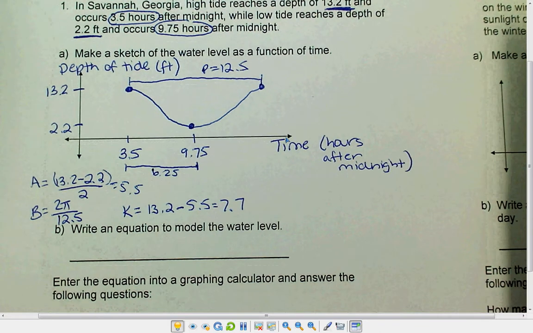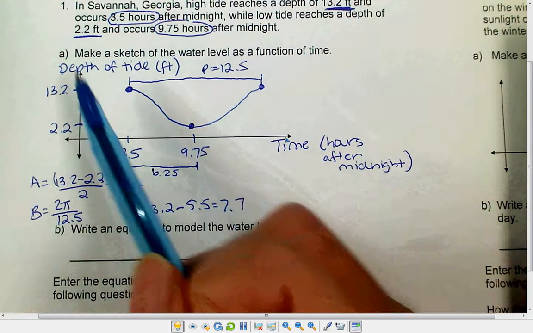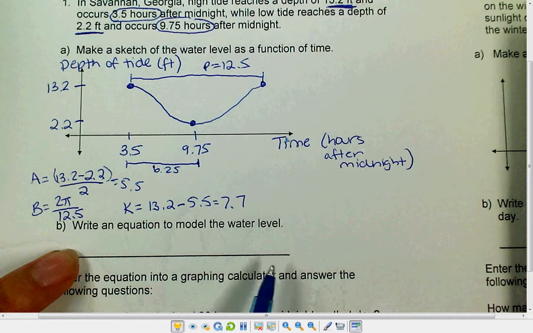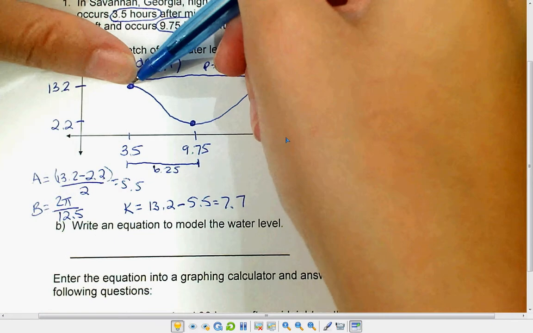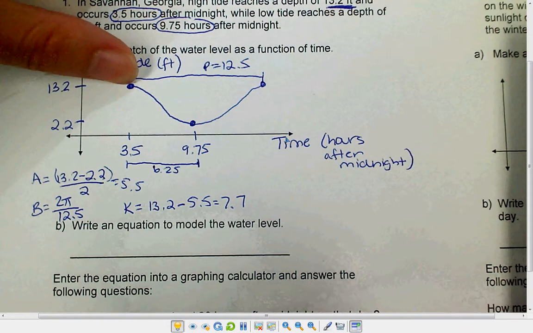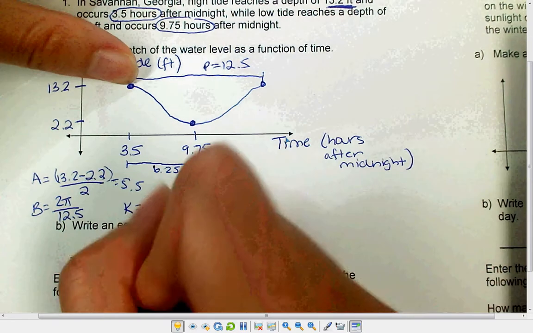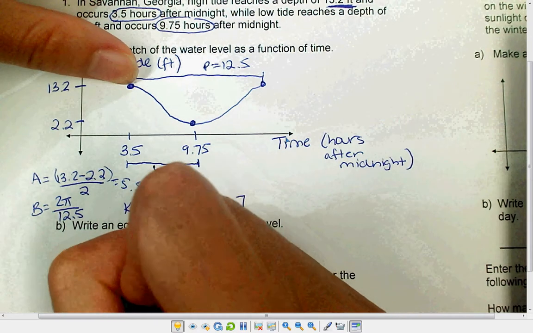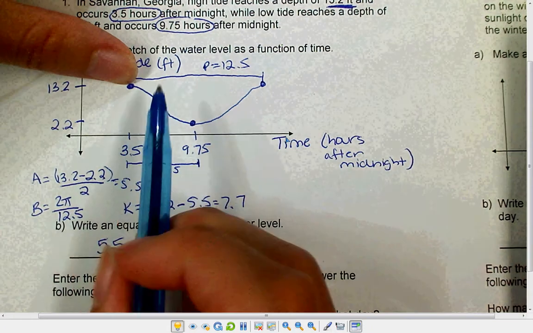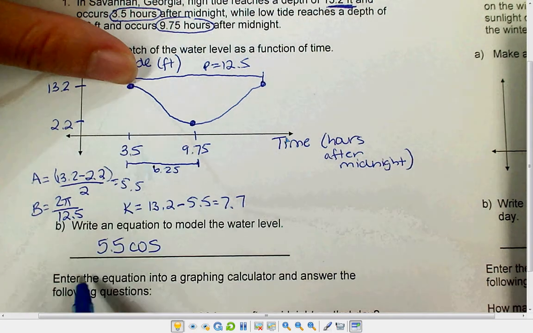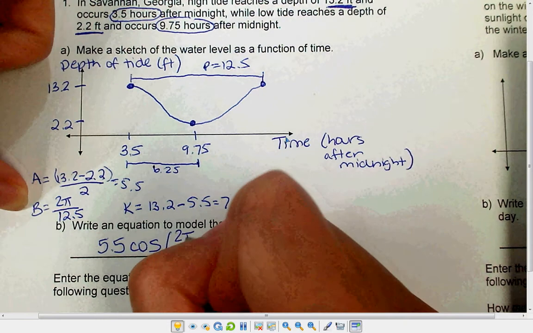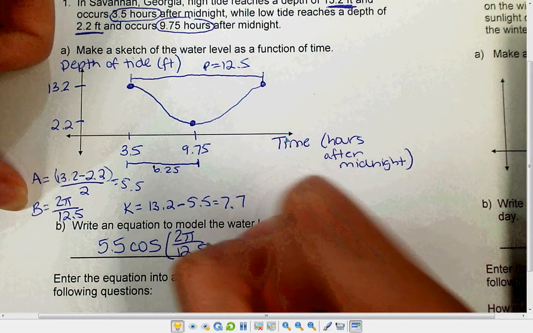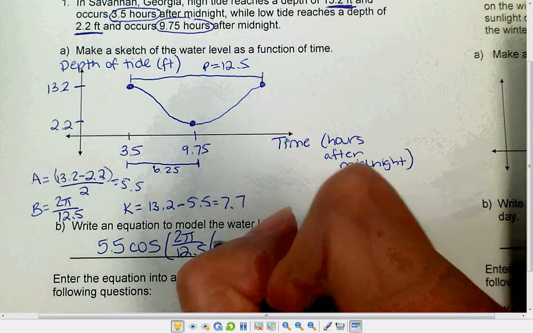Okay. Finally, I'm going to pick which of these points I'm going to use to write my equation for this graph. So if I decide to pick this point right here, this is the top of a hill, which means that this is going to be a cosine function. So I have, my amplitude is 5.5 cosine. This is a positive cosine because it's starting at the top, so this is a positive. Open parentheses, I have my B value, which is 2 pi over 12.5. I need another parentheses, x.